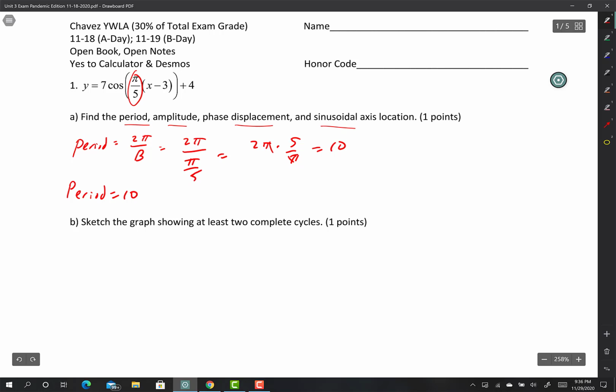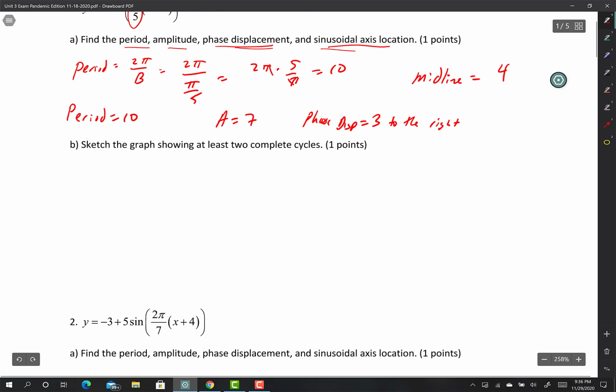The period is 10. And then the amplitude is the number in front of the cosine. So the amplitude is 7. And then your phase displacement is that number right there. It's 3 to the right with respect to cosine. And then the sinusoidal axis location, you could also call it the midline. The midline is 4.